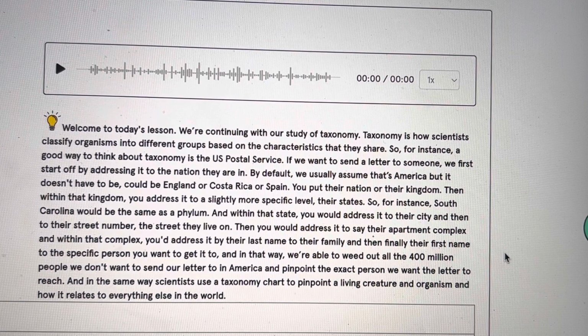And in the same way, scientists use a taxonomy chart to pinpoint a living creature, an organism, and how it relates to everything else in the world.